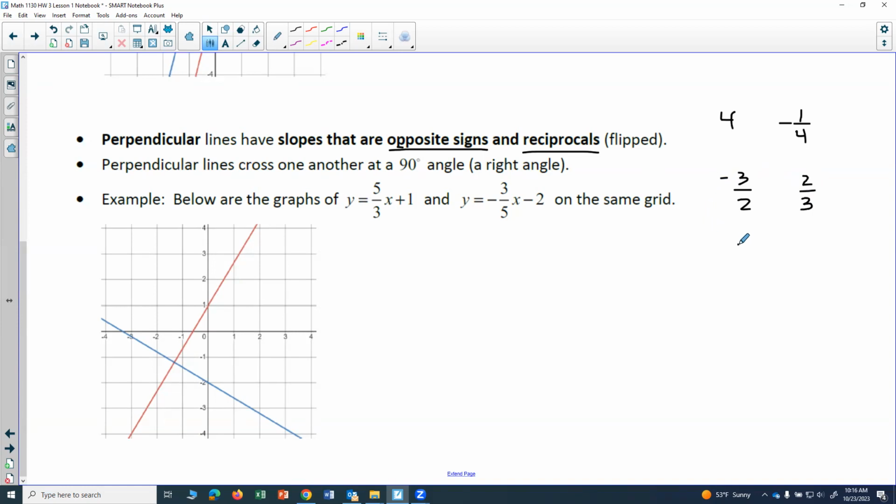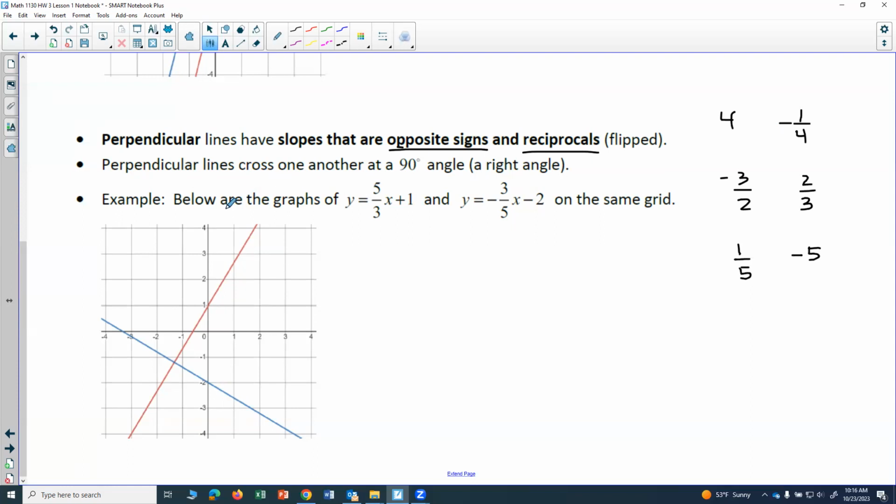Let's say I had something like 1/5. Flipping the fraction would give me 5/1, but anything over 1, I can just write as a whole number. So I would get 5, and then the opposite sign, I would make it a negative. So opposite sign reciprocal. Those are a few examples.